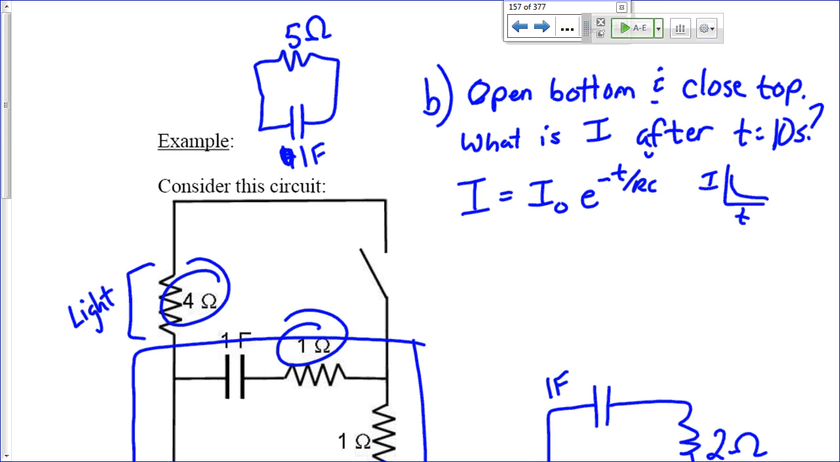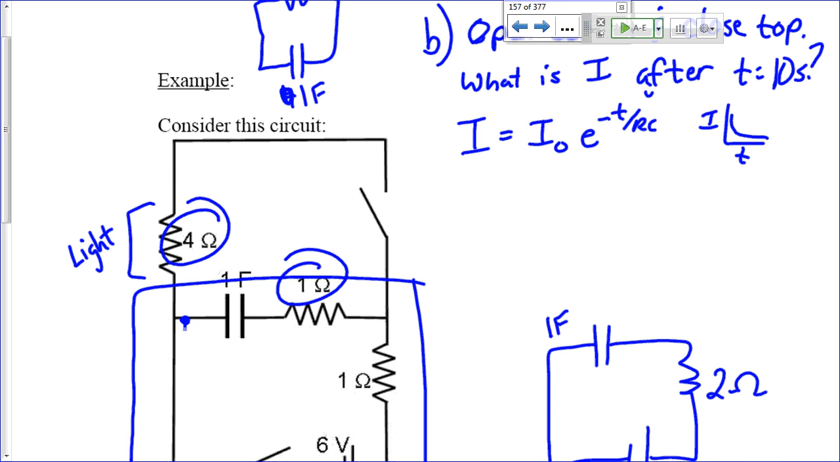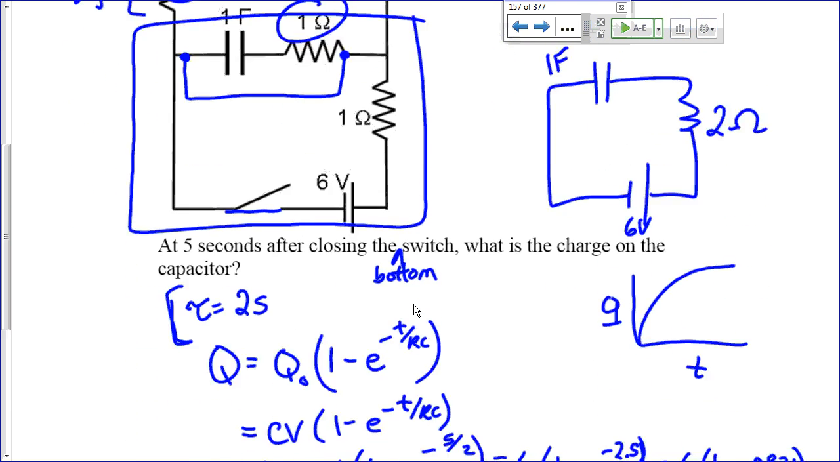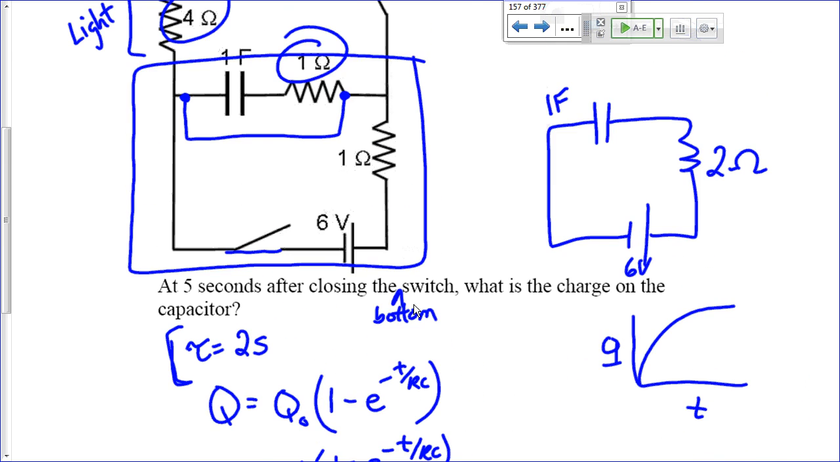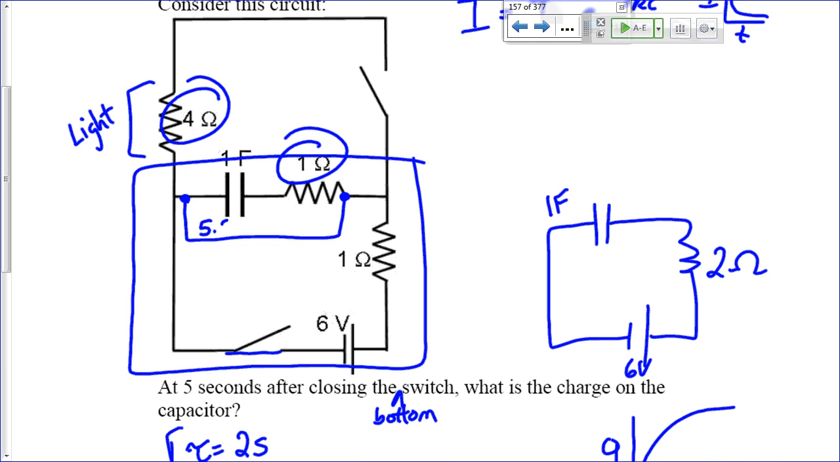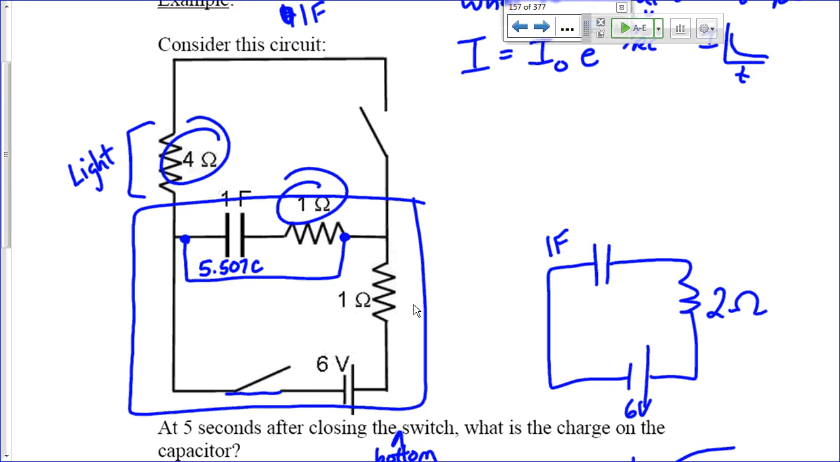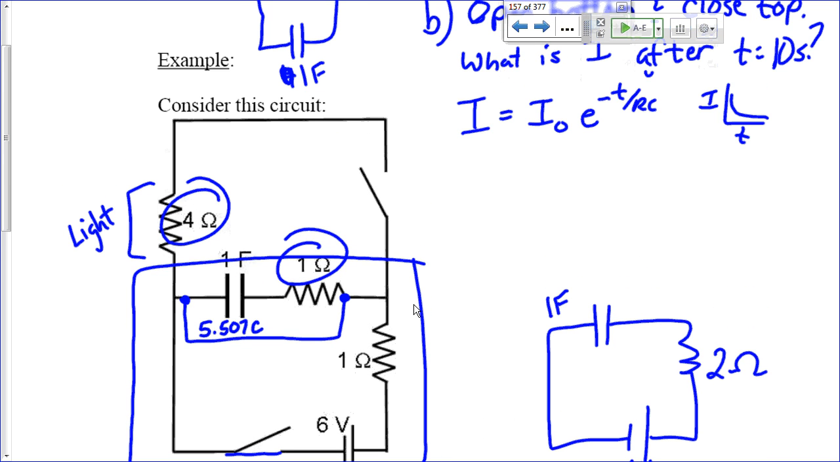In order to do that, we need to figure out what was the potential across this side right here. Or we could just say, do we know the charge on the 1 farad capacitor? Is that something we've calculated? Yeah, we know that there are 5.5 coulombs here. And if there's 5.5 coulombs there, I know that the voltage has to be what? I know that Q equals CV. So if C is 1 and Q is 5.5, then my voltage also has to be 5.5 volts.